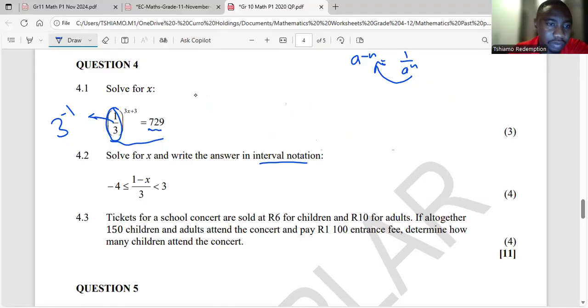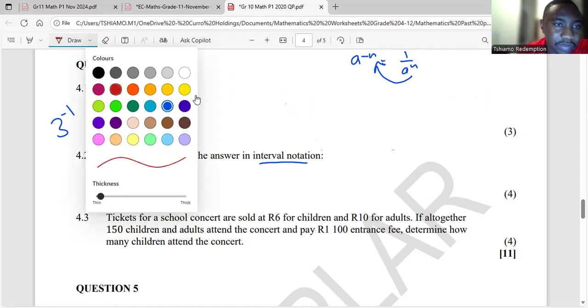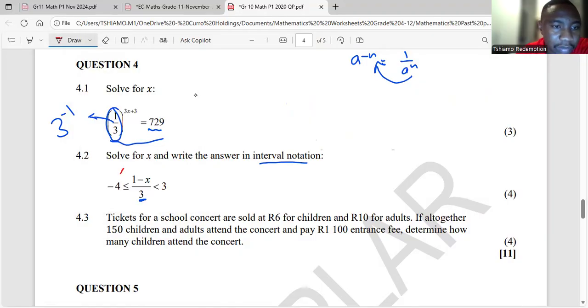Okay, so here, how would you solve for x? The first thing to do is to multiply to get rid of the fraction, multiply everything by negative 3. So multiply by negative 3, multiply by negative 3, multiply by negative 3. Negative 3 multiplied, not negative 3, multiplied by 3. 3 multiplied by negative 4 is negative 12.